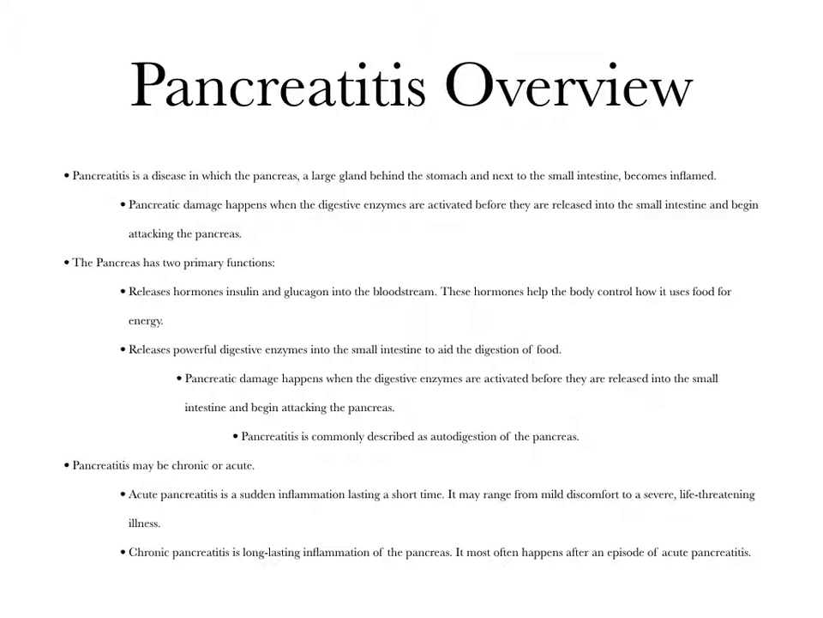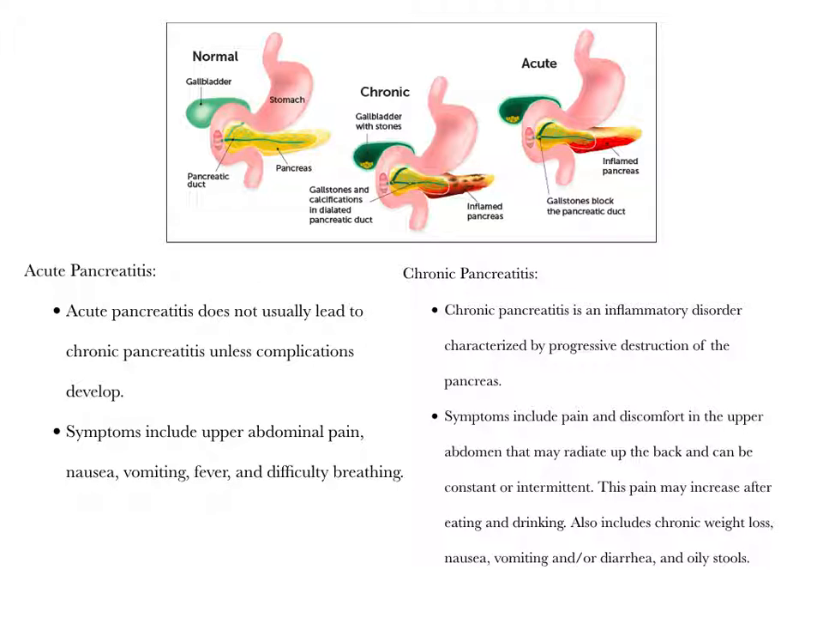It may be acute or chronic. Acute, by definition, is lasting a short amount of time, caused by a specific event or incident. Chronic usually begins with an acute incident and becomes chronic. The symptoms for both include abdominal pain, nausea, vomiting, fever, and difficulty breathing. But for chronic, you're also going to see weight loss and changes in your stools, and you're going to notice changes in your ability to eat and drink without pain.